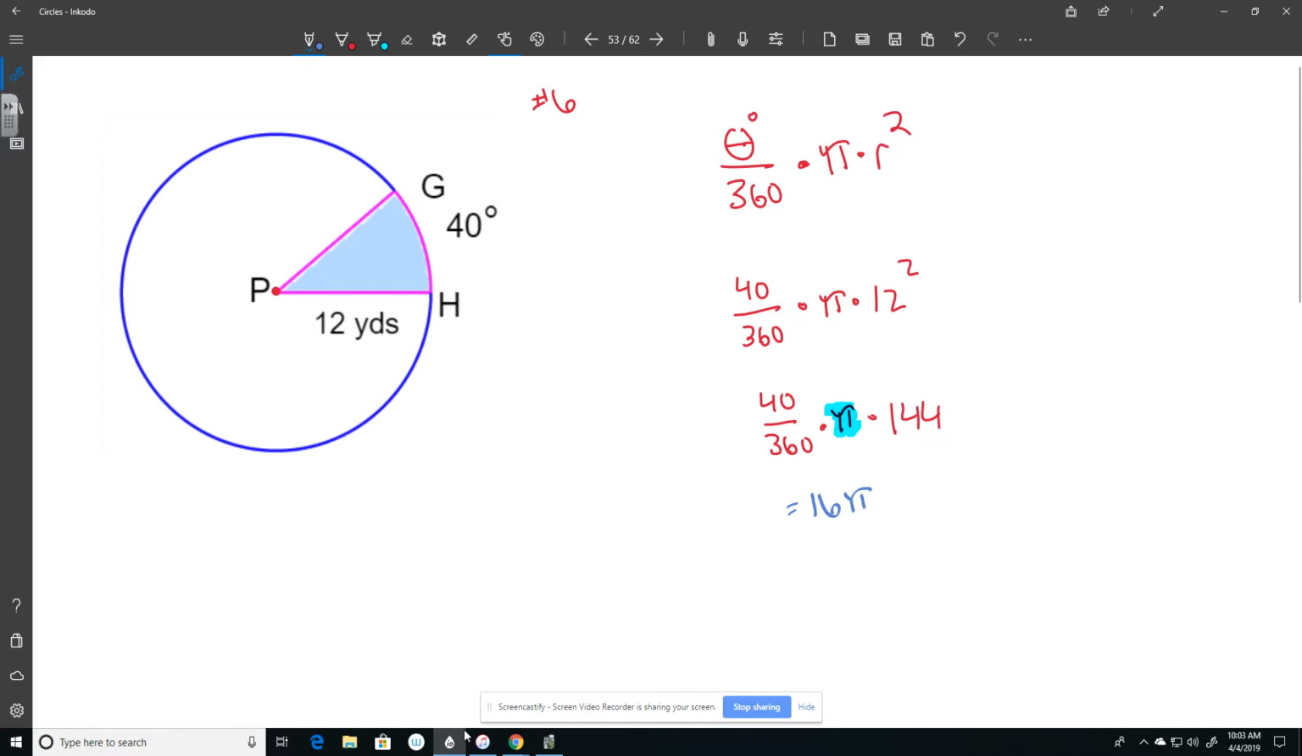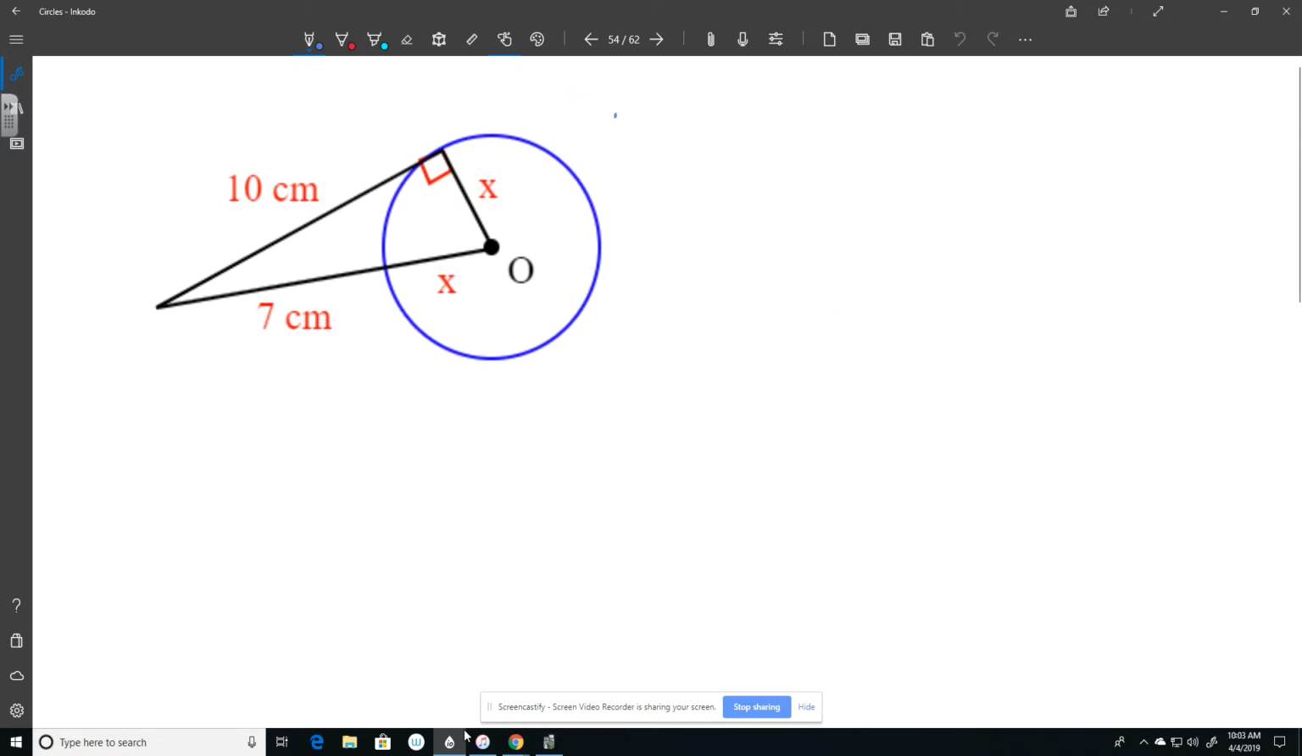So instead of finding the entire area, I just took the entire area and I multiplied it by the part of the circle that I had. I had 40 out of 360 degrees. So my answer is 16 pi. Okay, number 7.